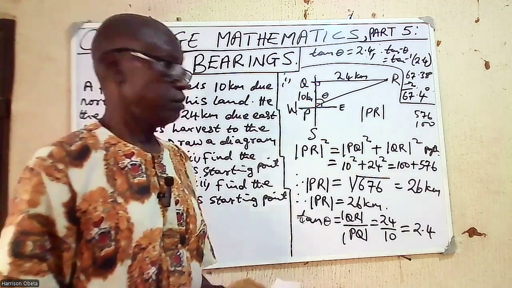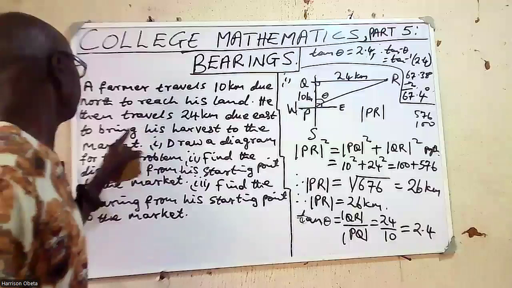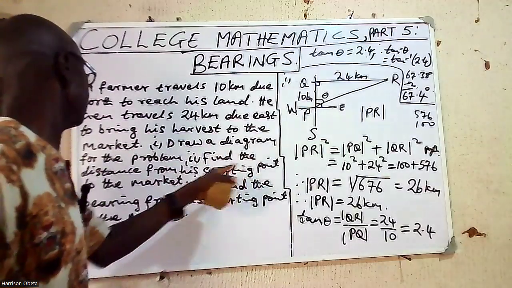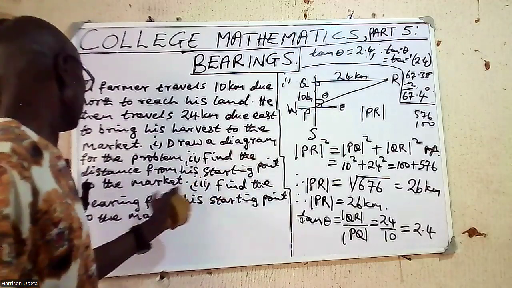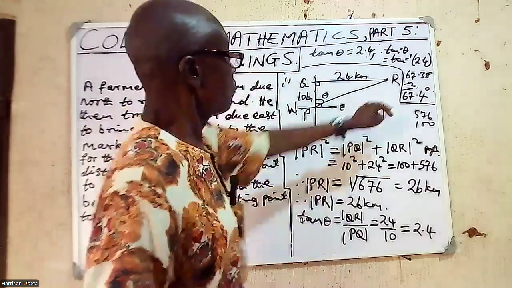So we have finished the three questions. We have succeeded in drawing the diagram, finding the distance, and also finding the bearing from the starting point. So the bearing is 67.4 degrees.